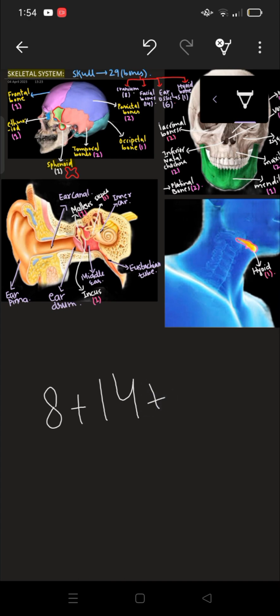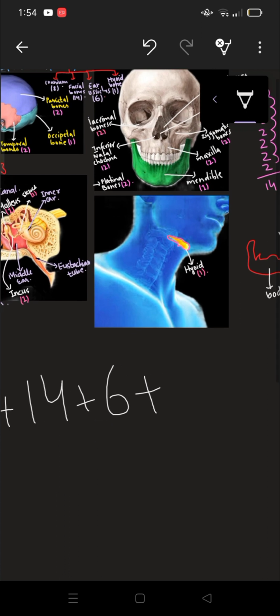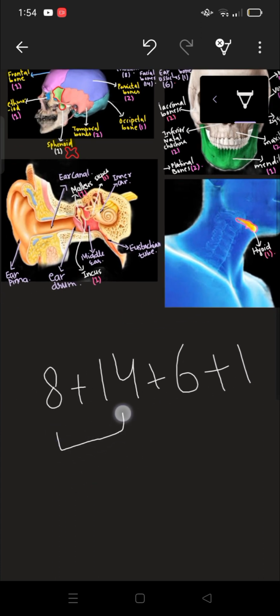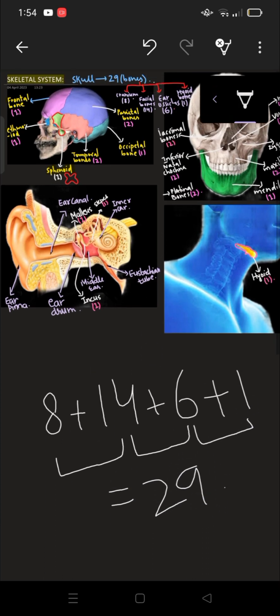Then we have the ear ossicles. We have 3 ear ossicles in one ear, and the same 3 in the other ear too. So 3 plus 3 gives us 6. Those are malleus, incus, stapes. So 6 are the ear ossicles. Then we have 1 hyoid bone. If I count all these, 8 plus 14 gives us 22. 22 plus 6 gives us 28. Then 28 plus 1 gives us 29. As I have written here, the skull has 29 bones.